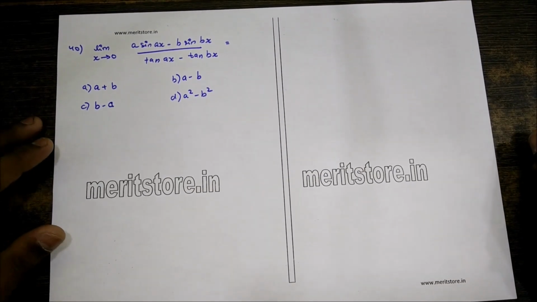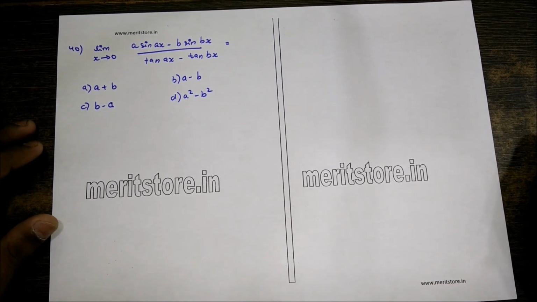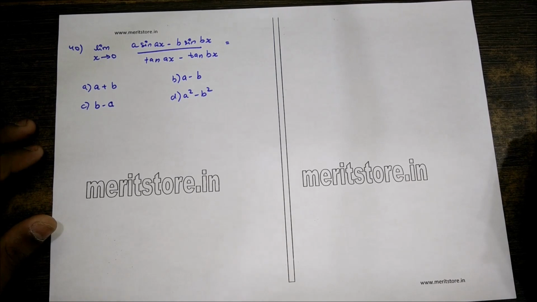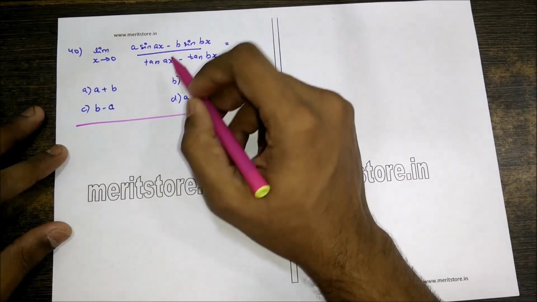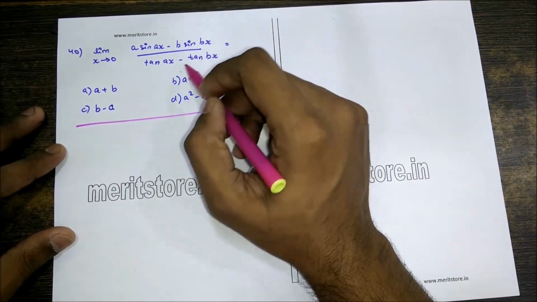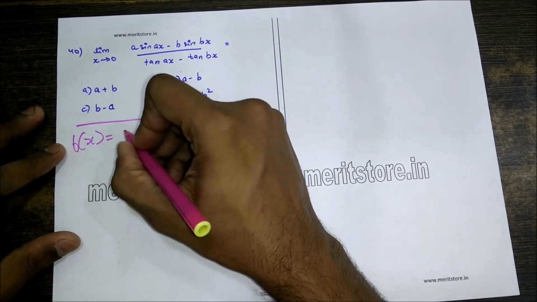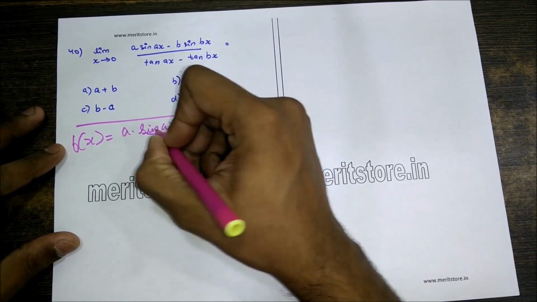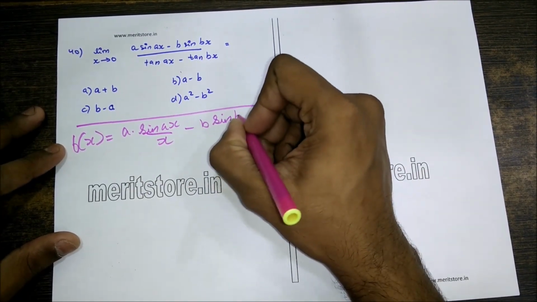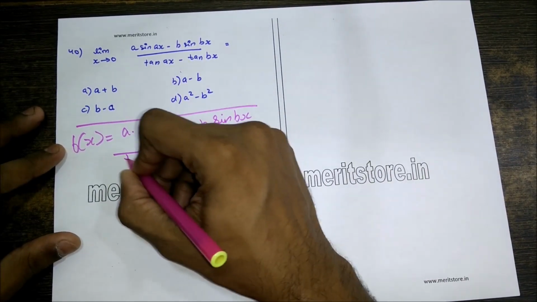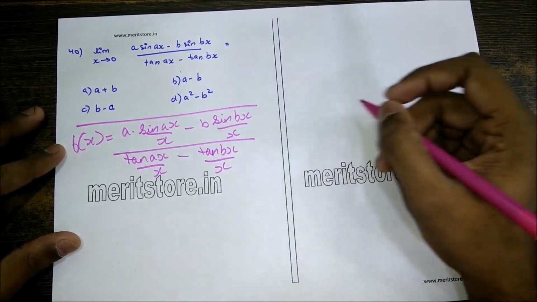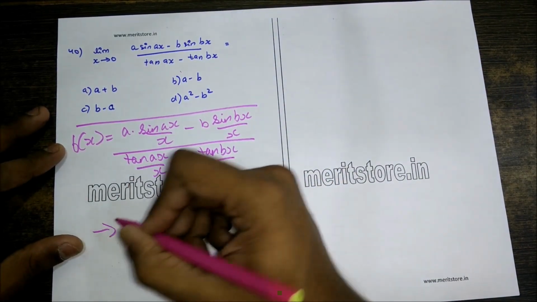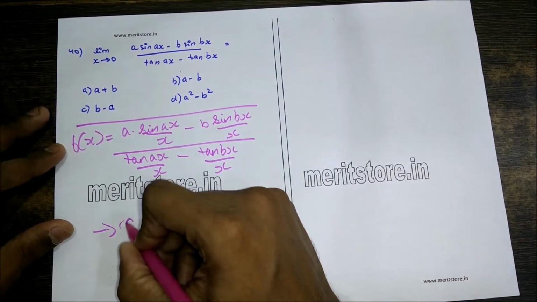Limit of x tends to 0, a sin ax minus b sin bx upon tan ax minus tan bx equals option A a plus b, b a minus b, c b minus a, or d a square minus b square. So to solve this we have to divide the numerator and denominator by x. So we could write f of x is equal to a into sin ax by x minus b sin bx by x upon tan ax by x minus tan bx by x.